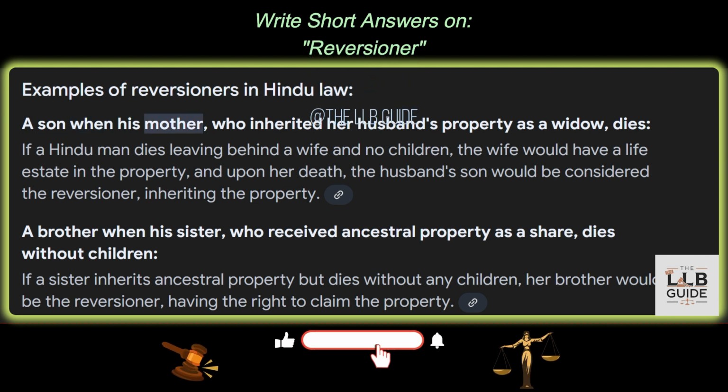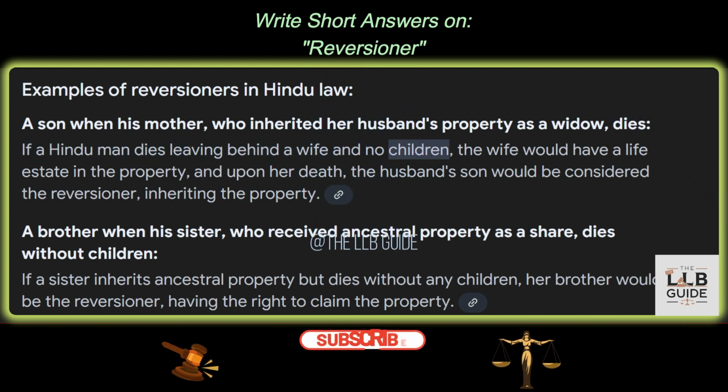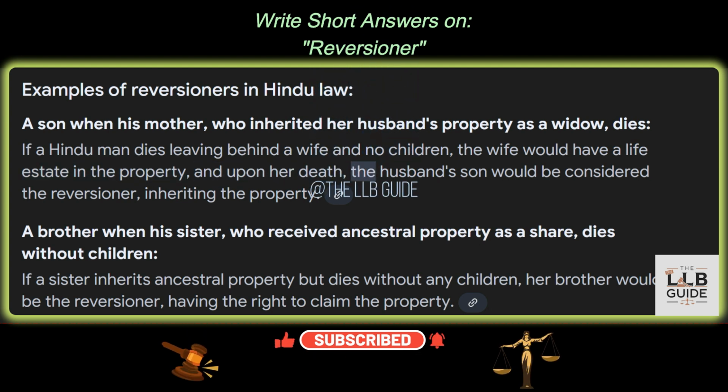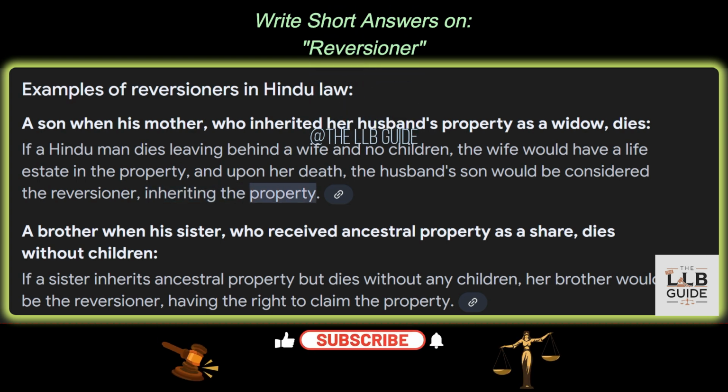1. A son when his mother, who inherited her husband's property as a widow, dies. If a Hindu man dies leaving behind a wife and no children, the wife would have a life estate in the property, and upon her death, the husband's son would be considered the reversioner, inheriting the property.